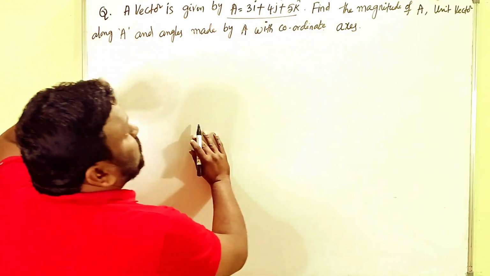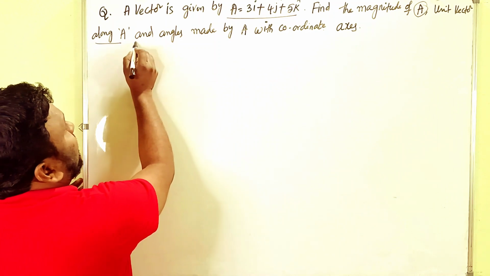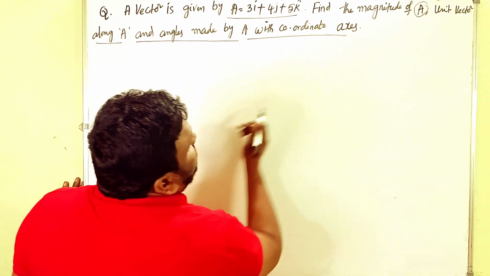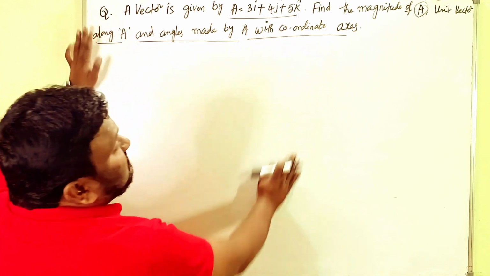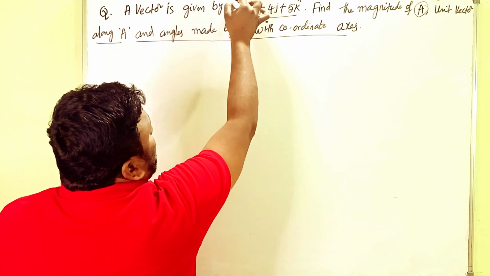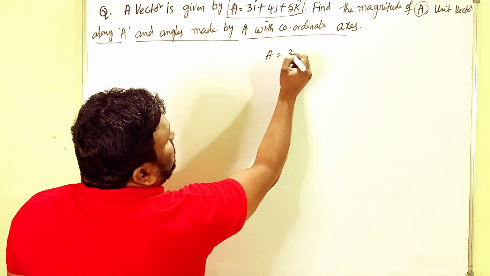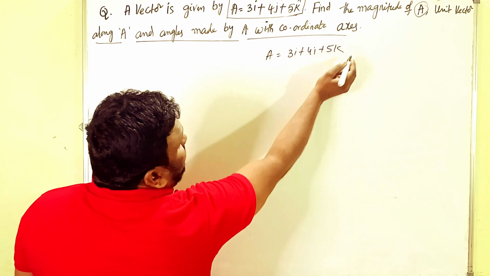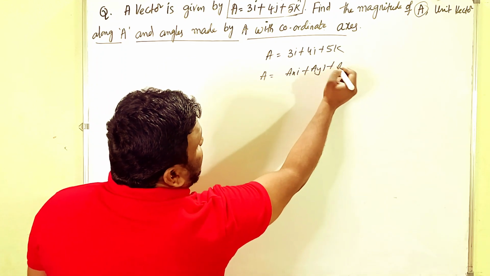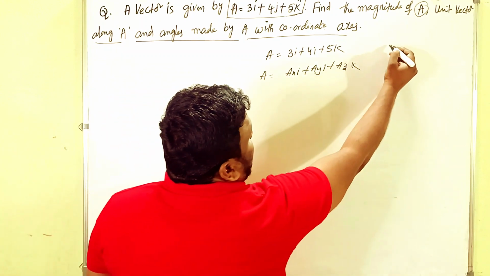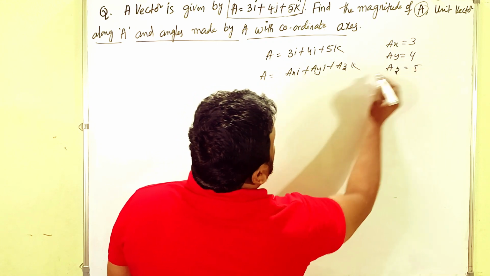Okay. A is equal to 3i plus 4j plus 5k. Find the magnitude of A, the unit vector along A, and the angles made by A with the coordinate axes. So we have to find the unit vector, and at the same time the angles made by A with the coordinate axes. Dear students, for the given equation you have to compare whether it is in two dimensional or three dimensional. So here A is equal to 3i plus 4j plus 5k. You can compare this with Ax i plus Ay j plus Az k. Then Ax is equal to 3, Ay is equal to 4 and Az is equal to 5. This is the comparison.